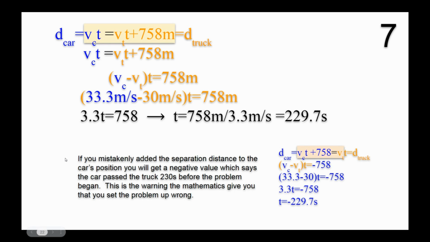Now, what happens if you goofed and you decided to put the head start of the truck and mistakenly you put the head start of the truck on the car? You didn't write the speed of the car times time. You did the speed of the car plus its lead. And if you did it backwards, you would get a negative time. Same value, but negative. And that would be the warning sign you messed up.